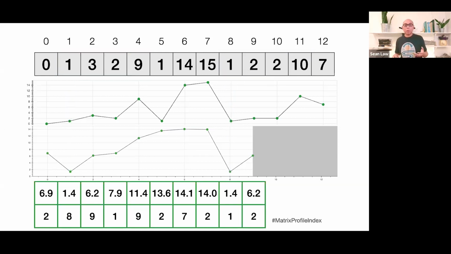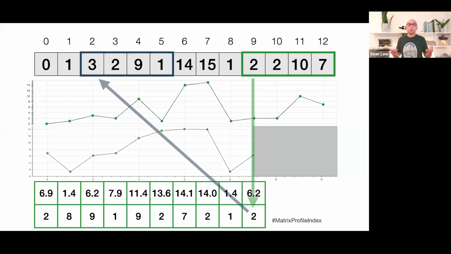Now, just to drive home the point here, for instance, here's another subsequence. By looking at a matrix profile and the matrix profile indices, we can just come down and say, hey, where is its nearest neighbor? Its nearest neighbor has a Euclidean distance of 6.2 away, and it happens to be located at index 2, which is this blue one here. So this is how you read these matrix profiles and these matrix profile indices. Hopefully that is clear.